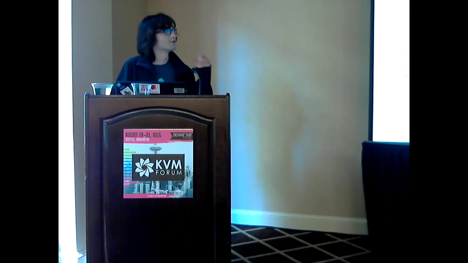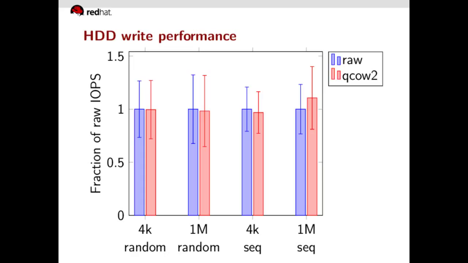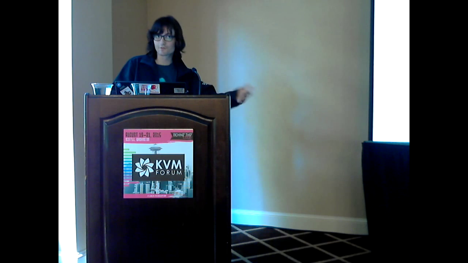But what we can see is that there is no significant difference outside of standard deviation between raw and qcow2 for write accesses on an SSD, which is nice. We can see the same for reads. No significant difference. Same for HDD writes, and the same for HDD reads. Well, that's great, right? So if you use a pre-allocated qcow2 image, then it's just as fast as a raw image, right?